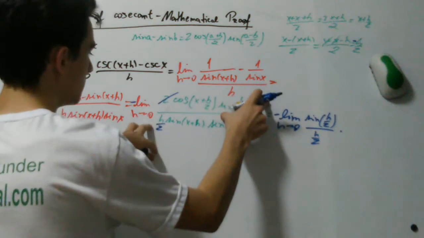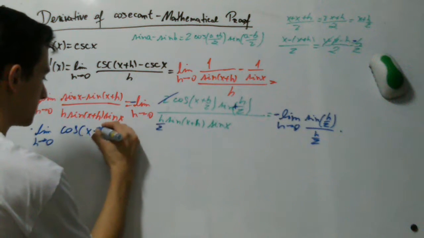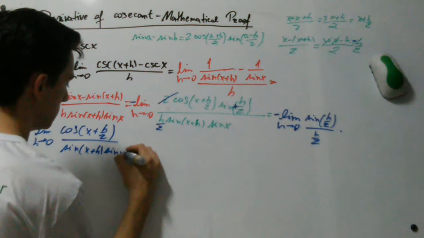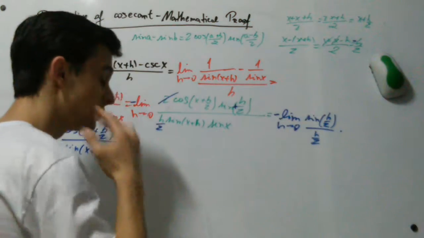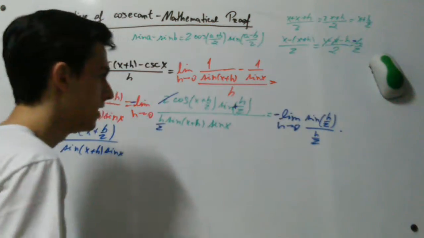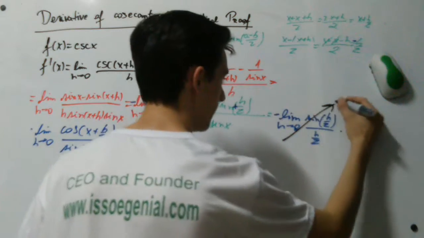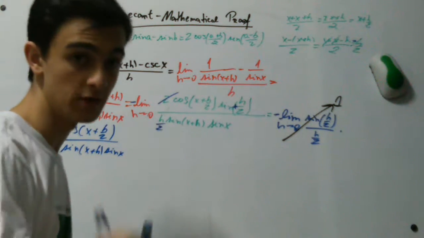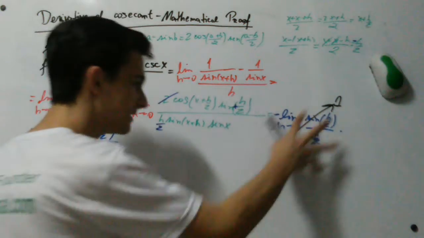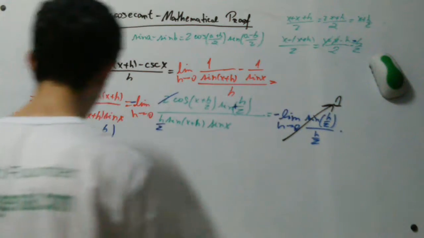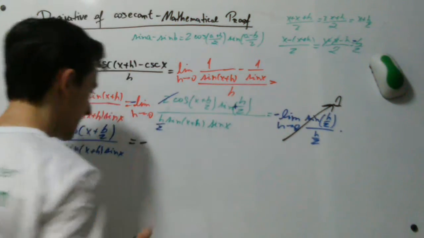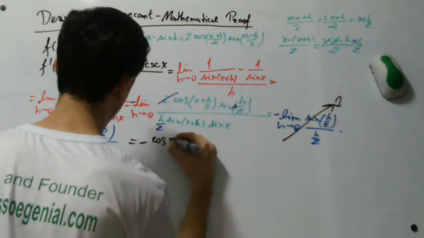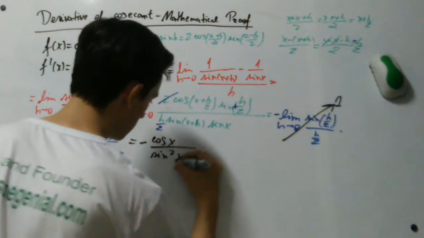We have already used the sine and this h over 2. So we are left with cosine of x plus h over 2 divided by sine of x plus h times sine of x. The first limit is the fundamental trigonometric limit, which is 1. You can say, oh, this h should be divided by 2. But when h over 2 approaches 0, h also approaches 0. So this limit is 1. And this negative sign is out of the limit. So we have a negative sign here. And in this limit, when h approaches 0, this whole thing approaches cosine of x over sine squared of x.